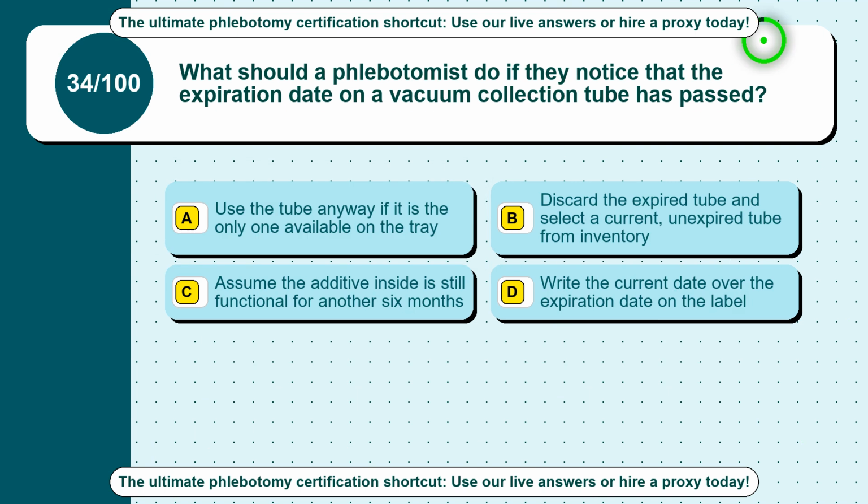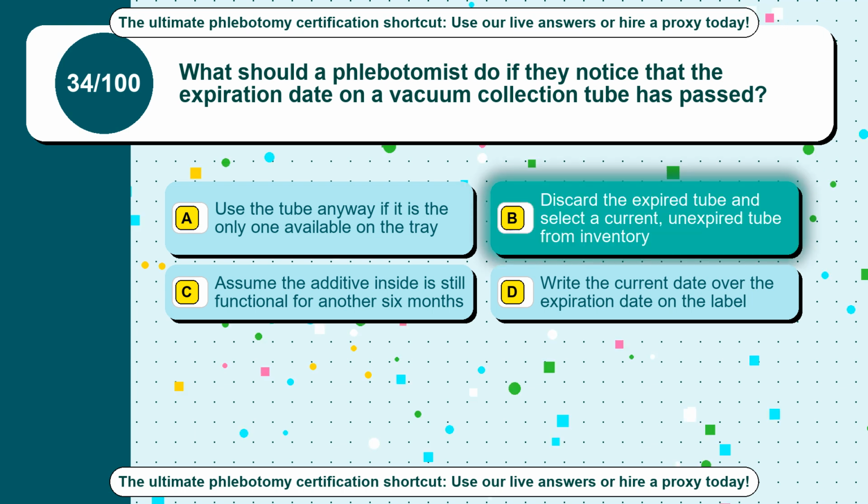Question 34. What should a phlebotomist do if they notice that the expiration date on a vacuum collection tube has passed? Option A. Use the tube anyway if it is the only one available on the tray. Option B. Discard the expired tube and select a current, unexpired tube from inventory. Option C. Assume the additive inside is still functional for another 6 months. Option D. Write the current date over the expiration date on the label. The correct answer is option B.